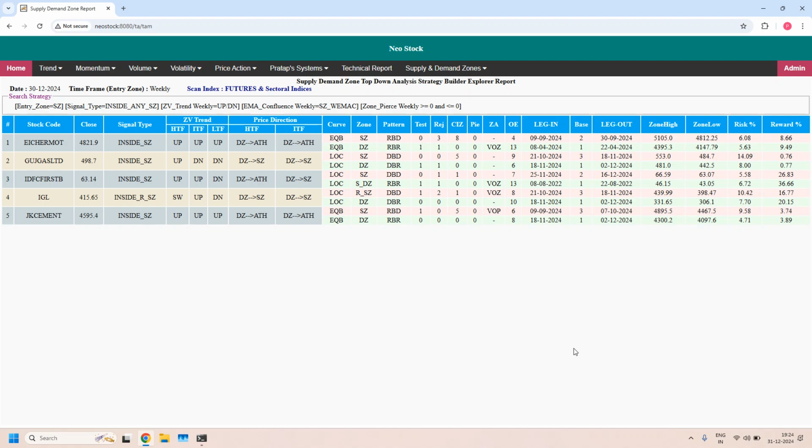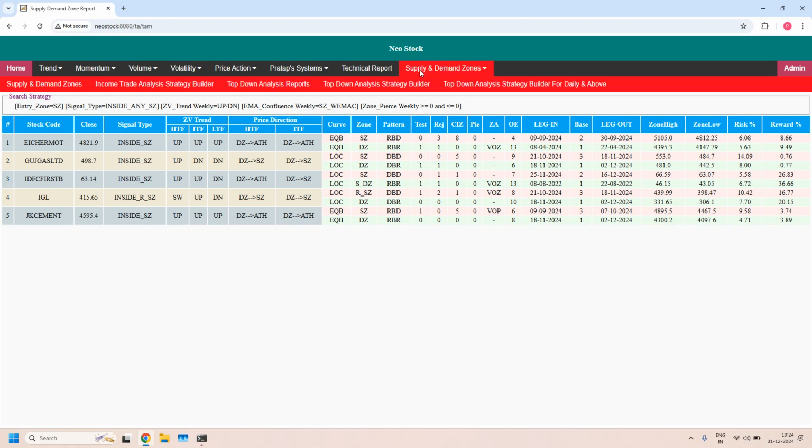With these filters, we got 5 stocks. So all these 5 weekly supply zones are having weekly EMA Confluence. And also the current price closed inside those weekly supply zones.